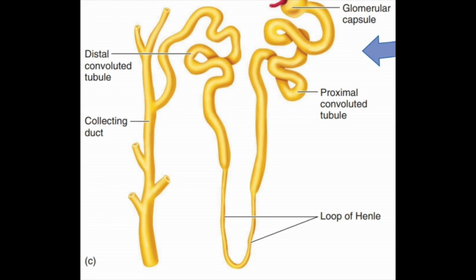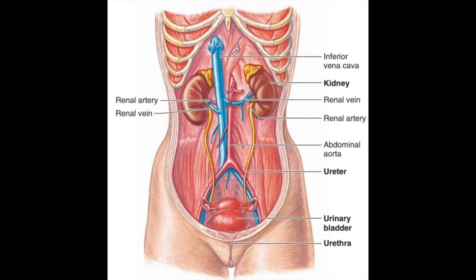So at this point, we have moved all of our partially cleaned blood into the distal convoluted tube. And this is sort of a last ditch effort to get the ions that we need before they are put into the collecting duct, which will go into the ureter, which will fill the bladder. And once the bladder has been filled, the waste products will exit out of the body through the urethra, which is located within the genitalia.